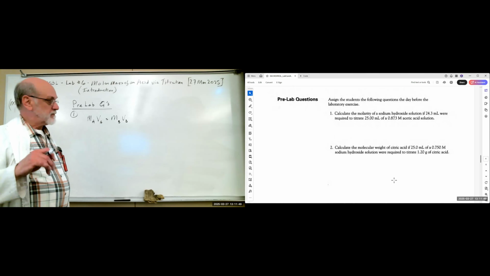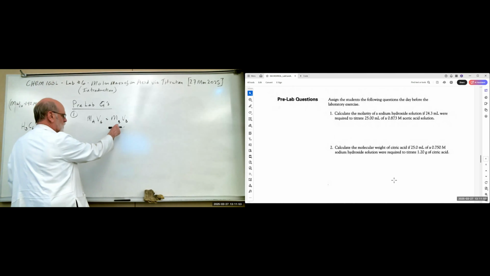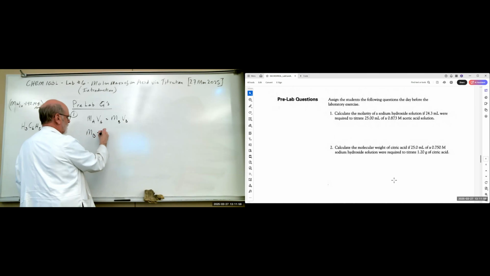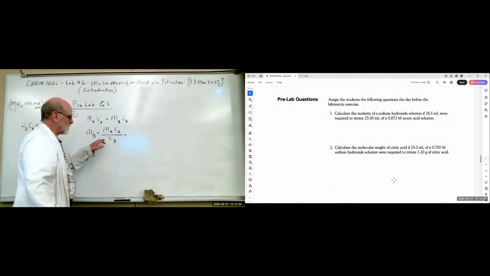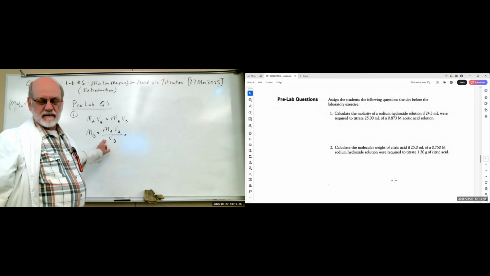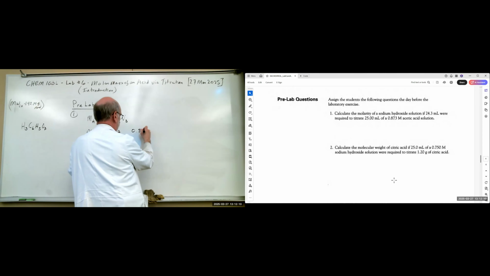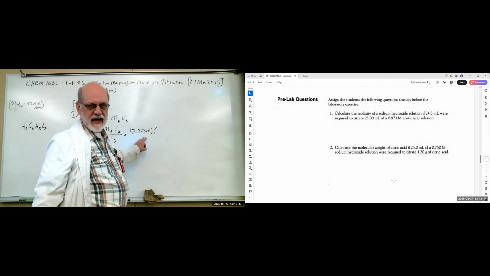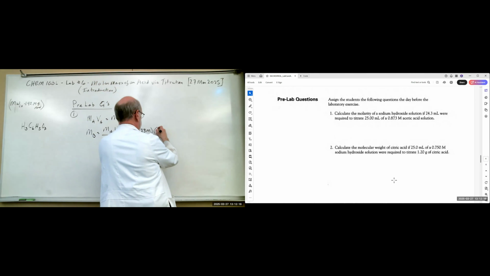Okay, so let's see. Molarity of the sodium hydroxide. So we're looking for that one right there. Now, what's the molarity of the acid? 0.873. And what volume of acid did we put in our container? 25 milliliters.